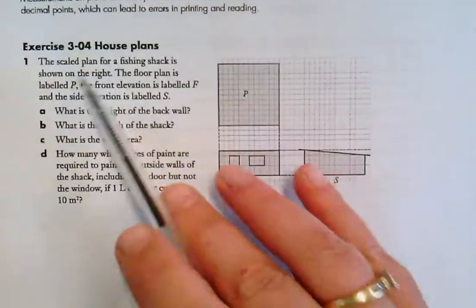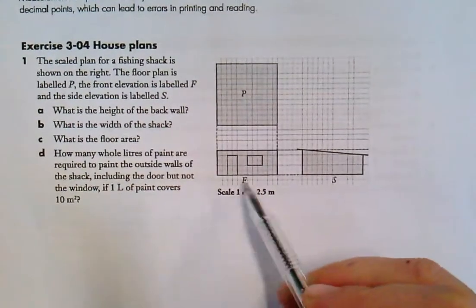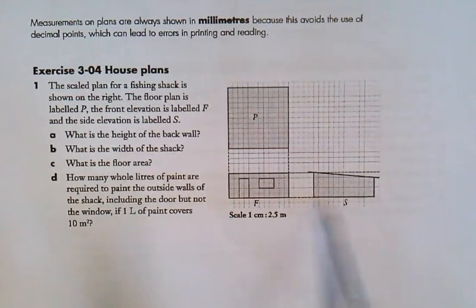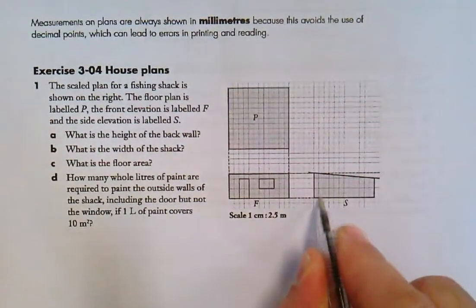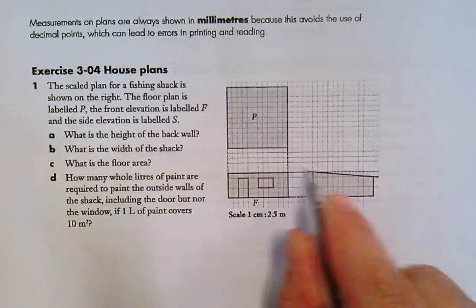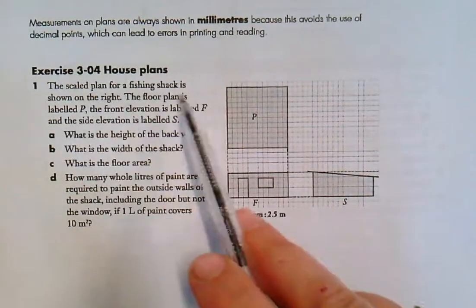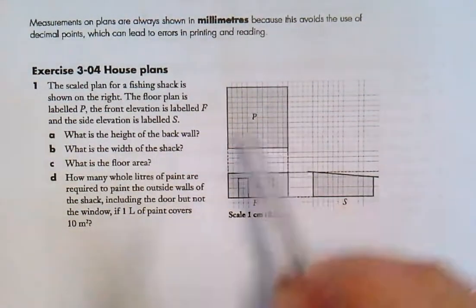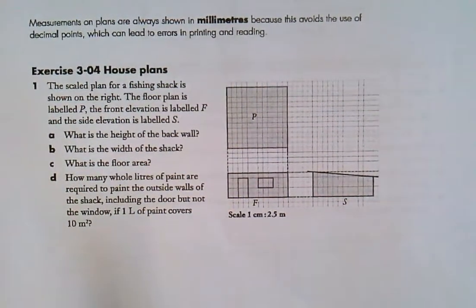Now this is a scaled plan. See, that's the plan that's looking down, but this F means that's the front of this fishing shack, and this S means it's the side of the fishing shack. Now, be careful here, because when we look at the side, it's sloping downwards, this shack. Now, the scale plan for a fishing shack is shown on the right. The floor plan is labelled P. The front elevation is labelled F, and the side elevation is S for side.